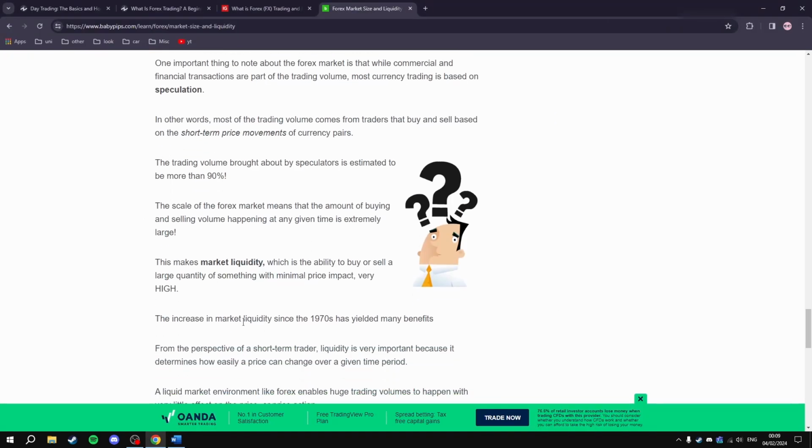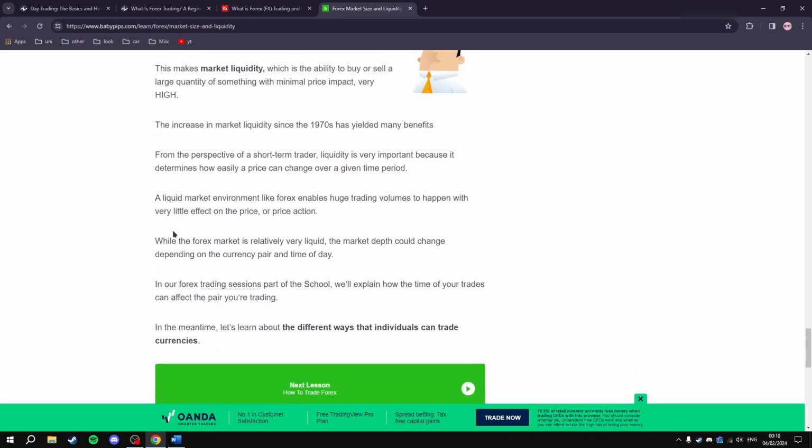The scale of the forex market means that the amount of buying and selling volume happening at any given time is extremely large. This makes market liquidity, which is the ability to buy or sell a large quantity of something with minimal price impact, very high.